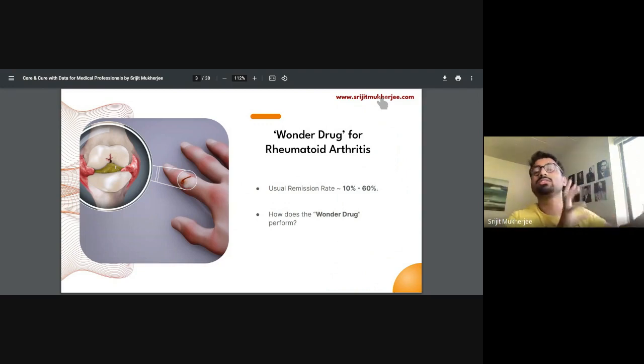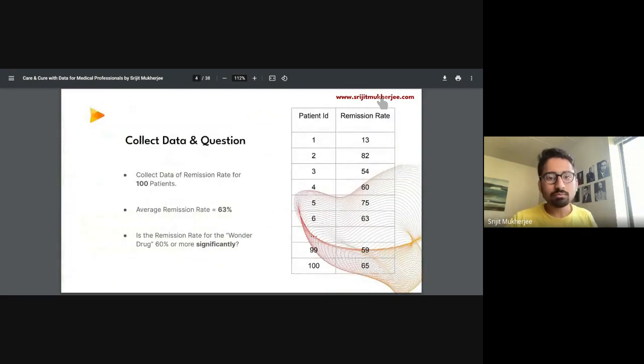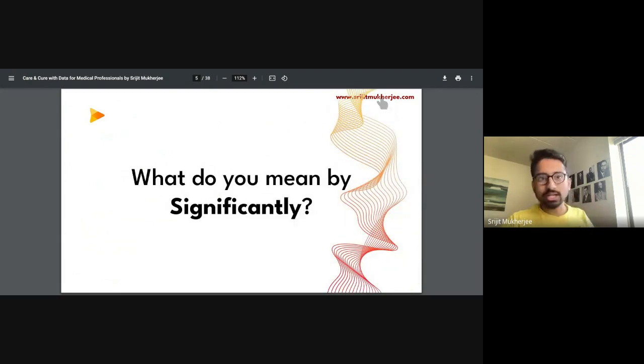So we have a wonder drug for rheumatoid arthritis. The usual remission rate for arthritis is 10 to 60%, but let's say you've got a wonder drug, and this is the data. Let's say you've taken 100 patients and collected data on the remission rate, and the average of the sample is 63. Now the question is, is 63 a very significant number, or is it just by chance that you have taken a better data set? Probably you had a better day. That's the whole purpose of statistics. Exactly the question of what we mean by significantly is being addressed in this talk.